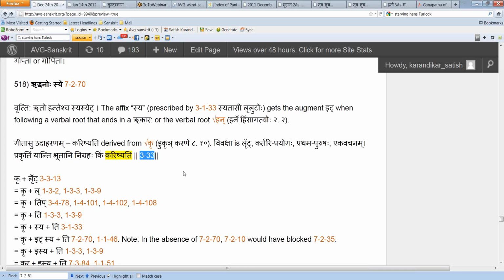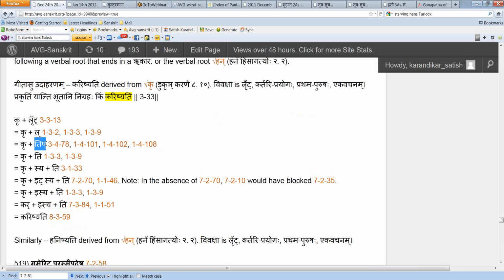In the Ashtadhyayi, Sutram 3.3.3 starts with Bhavishyati. And in Shloka 3.3.3 of the Gita, we have Karishyati, which is the Lrit form. Of course, the dhatu is the well-known dhatu Du kri n karane. So we take Kru plus Lrit, Lrit Shesha, Anubandha Lopaha, Pratyatip, Anubandha Lopaha, Ti, Syatasi, Lrutoho.